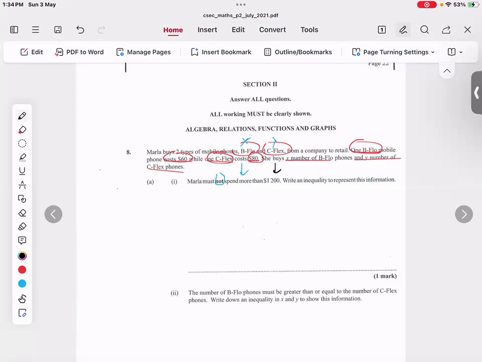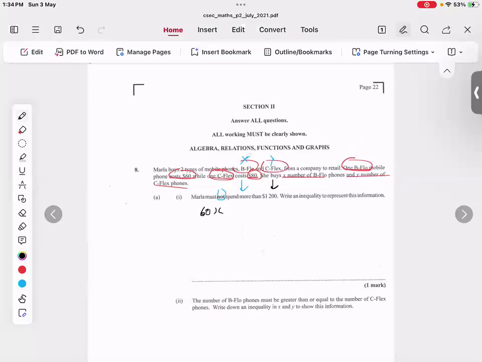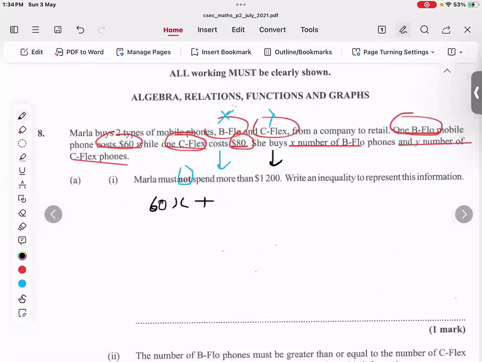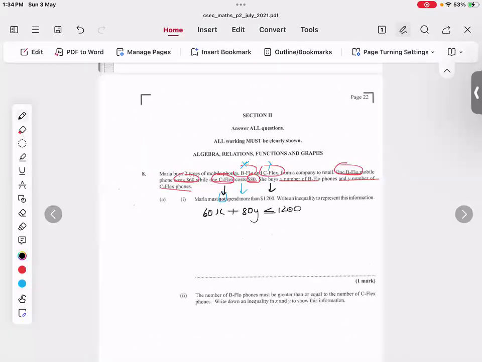No, the question is how much does it cost? You're correct. $60. So $60 multiplied by the amount of B-Flow phones bought, plus how much for your C-Flex phone? $80. $80 times the amount of C-Flex. And she must not spend, that means it has to be less than or equal to what? 1,200. That's it. Done. That's it, guys.